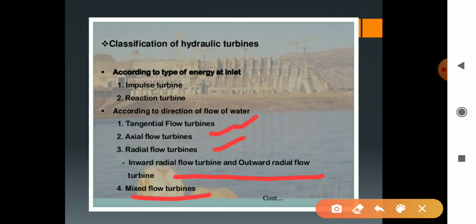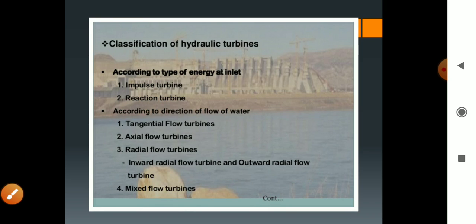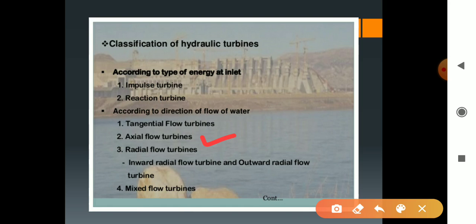And if the water flows through the runner along the direction parallel to the axis of rotation of the runner, the turbine is known as the axial flow turbine. And in a mixed flow turbine, the water flows through the runner in the radial direction but leaves in the direction parallel to the axis of rotation of the runner, and the turbine is called the mixed flow turbine.